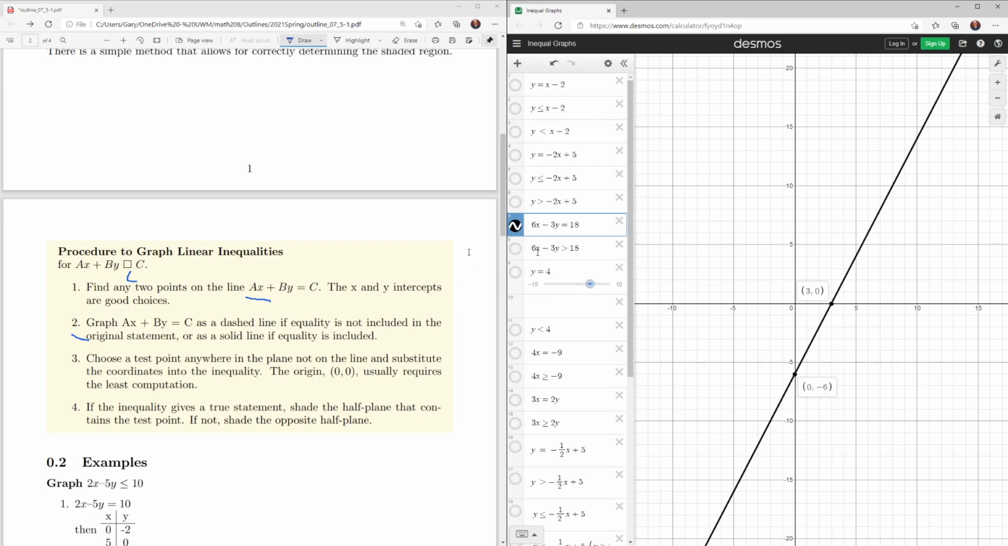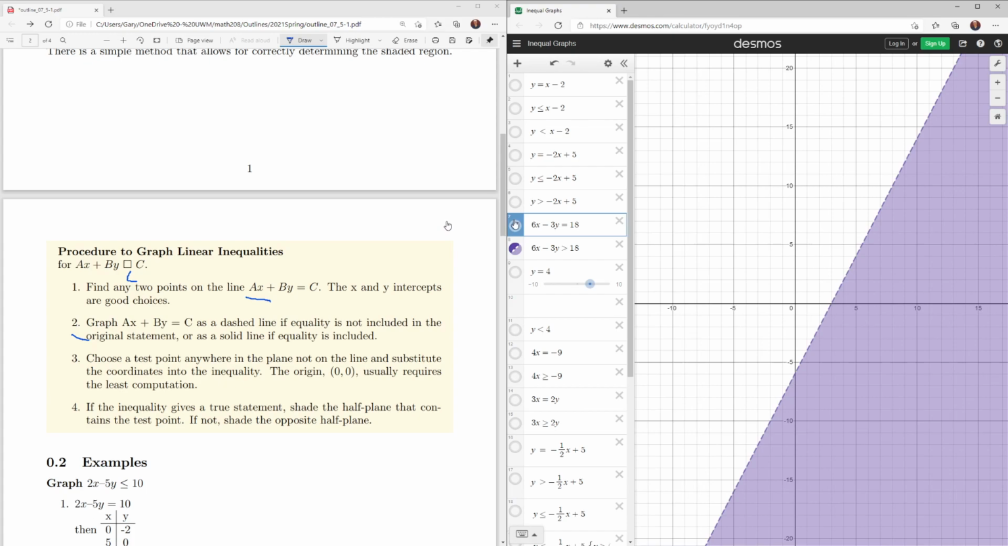And we use that in our equation. 6 times 0 is 0. Minus 3 times 0 is 0. So it's 0. And our equation says greater than. So is 0 greater than 18? And the answer is no. The answer is no, so that means the origin, 0, 0, is not in our region. So in this case, we'll notice that our region does not include the point 0, 0.